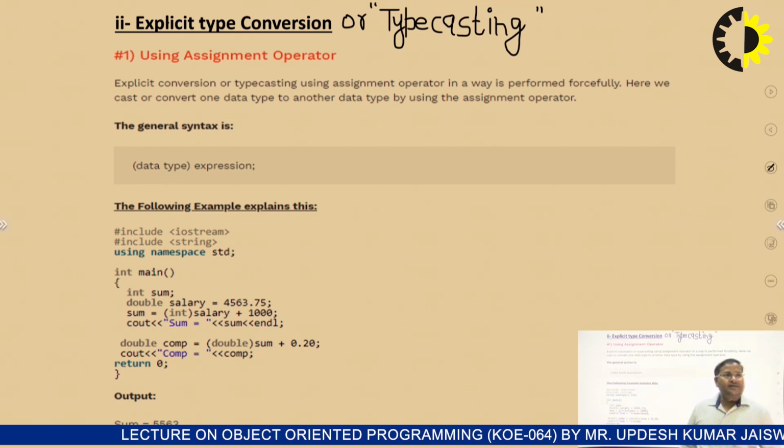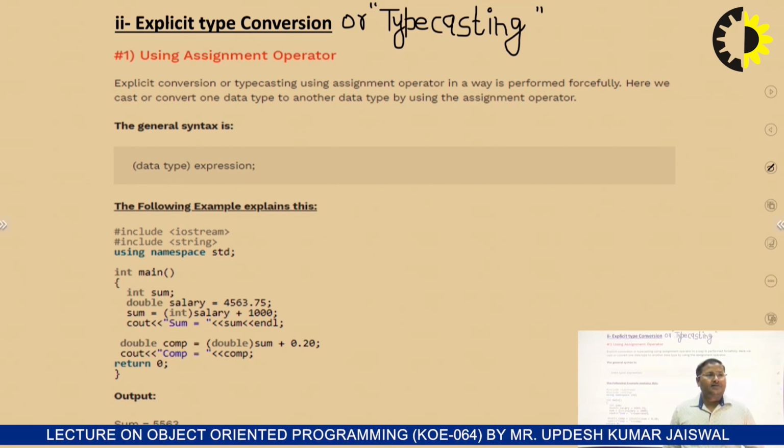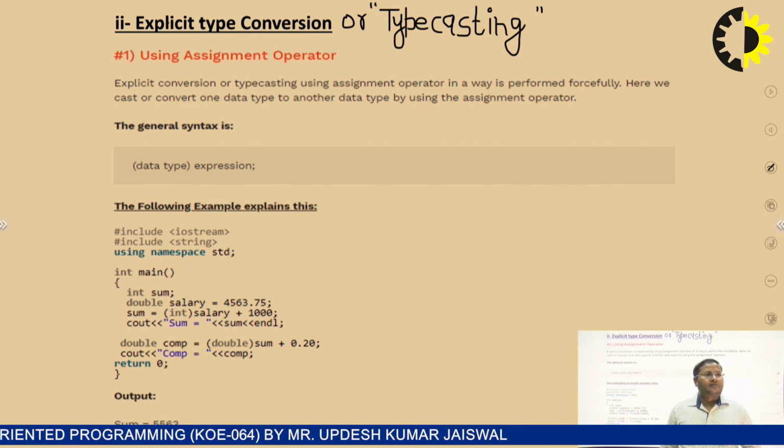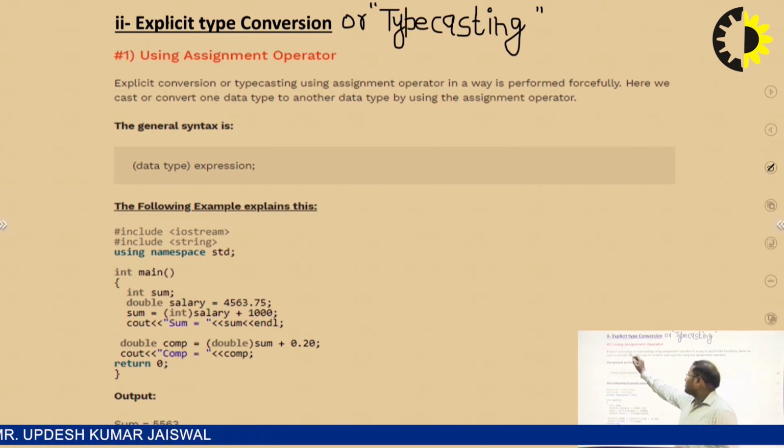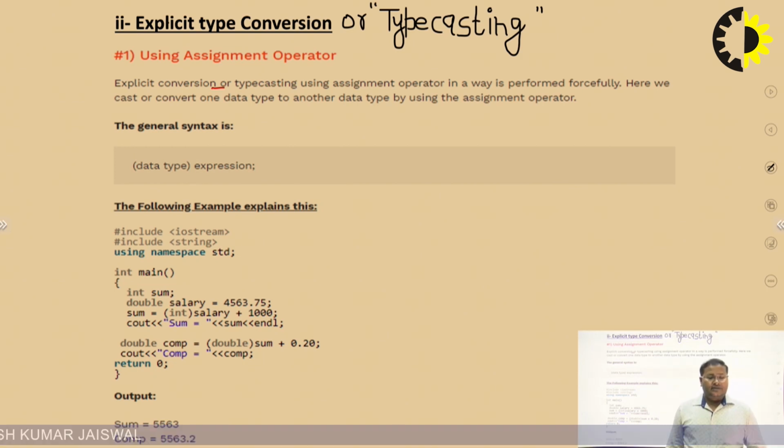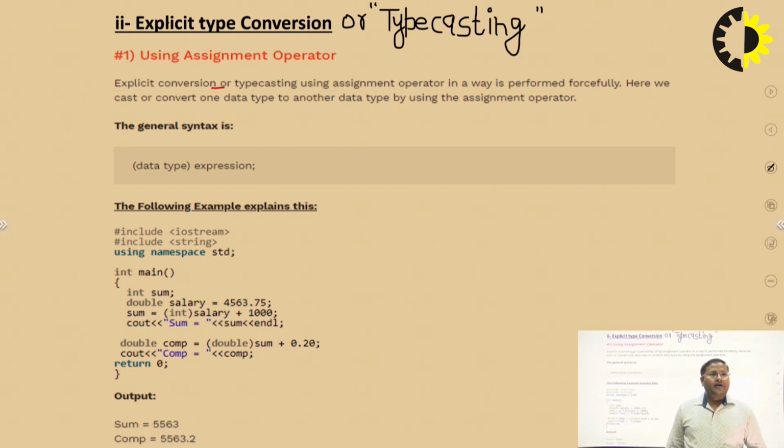So explicit type conversion is also called typecasting, and we can perform typecasting using many methods. The first is using the assignment operator. Explicit conversion or typecasting using the assignment operator is, in a way, performed forcefully. Here we cast or convert one data type to another data type by using an assignment operator.